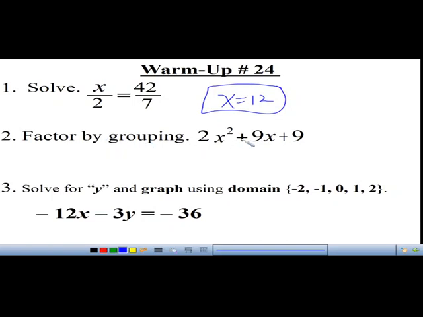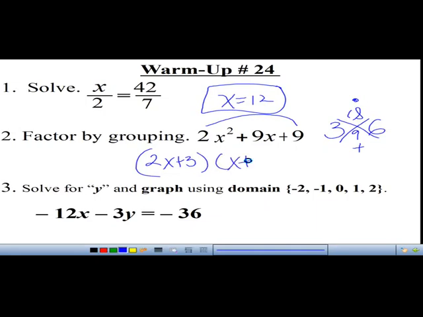They gave us 2x squared plus 9x plus 9. You should have factored by multiplying the leading coefficient times the last term, that is 18. And then 9 down here. Factors of 18 that add up to 9 are 3 and 6. After you factor completely, you should have gotten 2x plus 3 and x plus 3. Hands if you got that. All right, good. All right, next.